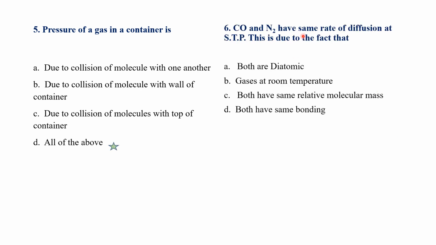Carbon monoxide and nitrogen have the same rate of diffusion at STP. This is due to the fact both are diamagnetic, both are gases, both have same relative molecular mass, and both have same bonding. We know that from the law of diffusion, the rate of diffusion of two gases is related to their molecular mass. So we will solve it. Molar mass of carbon monoxide is 28 and molar mass of nitrogen is also 28. It means that both have same molecular weight, so they have same rate of diffusion. So the option C is the correct answer.